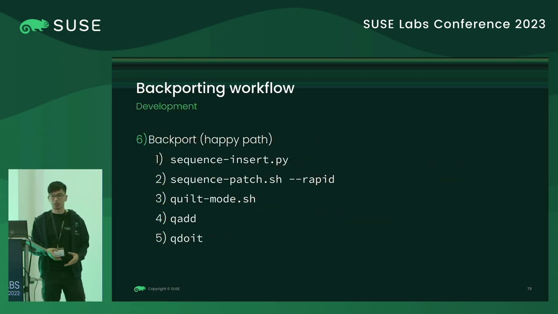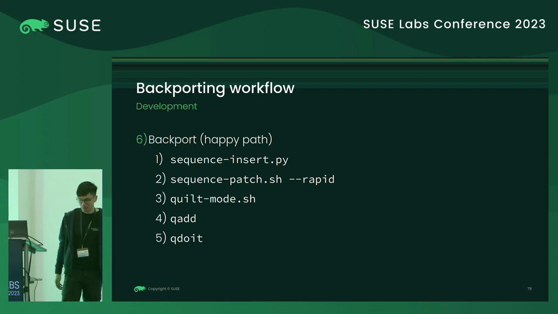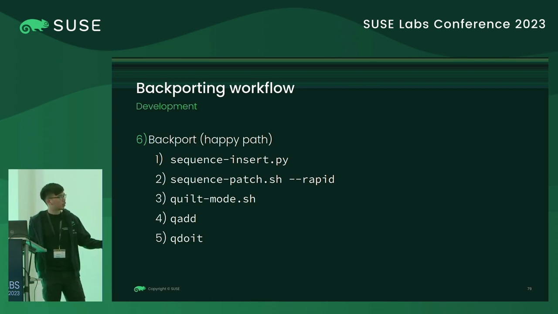And then I can begin with the backporting. First the heavy path, which almost never happens, but hopefully does sometimes. I use sequence insert to find the point where I should begin working in the series.conf, and then apply until that patch with sequence patch. Quilt mode provides queue add and queue do it: queue add adds a list of commits that you want to backport into a working queue, and queue do it will actually do the backporting automatically for you. It also includes compile tests, as a basic check that your backport works.